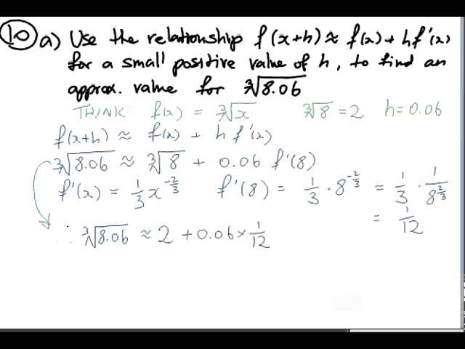0.06 is, what is it? 6 on 100. Right, so it's easy if you just put things in fractional form. 6 on 100 by 1 on 12, and you'll get 6's cancelling out, you get 1 on 200. 2 and 1 on 200, which is 2.005. There, that's your final answer. There you go. Cube root of 8.06 is roughly 2.005. Now comes part B.